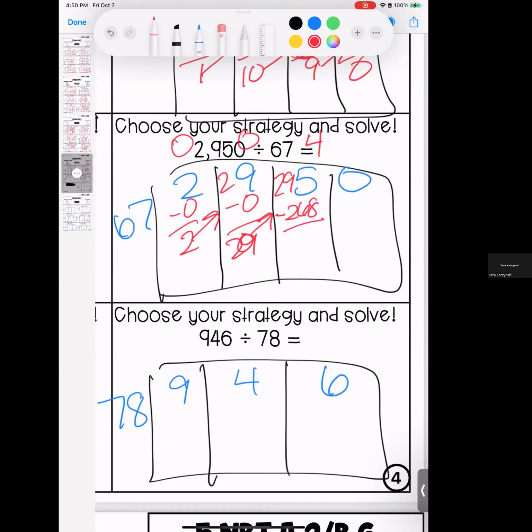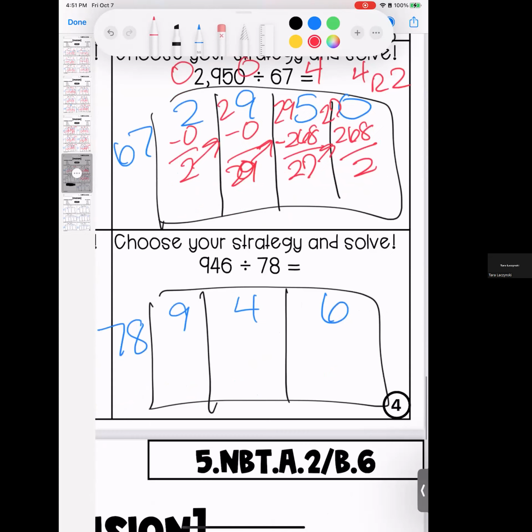268, I get 27, which feels big, but it is smaller than the number we're dividing by. 67 goes into 270. The closest we can get, again, is 4. When we subtract 268, we're left with 2 as our remainder. Our answer is 44 with a remainder of 2.